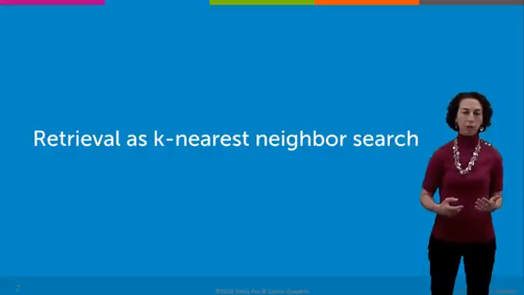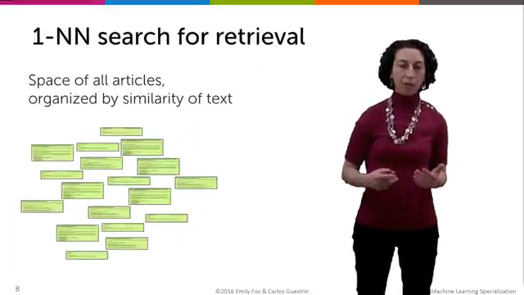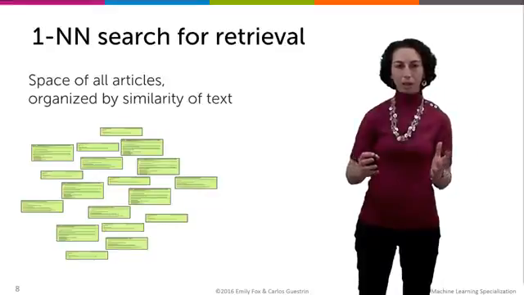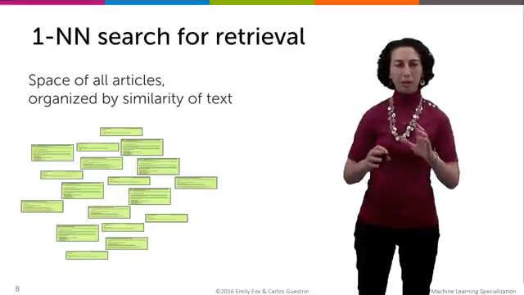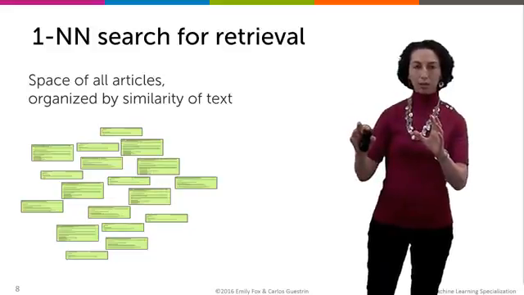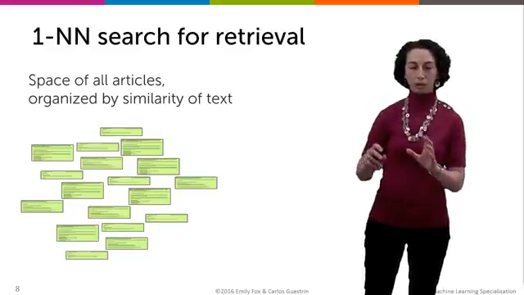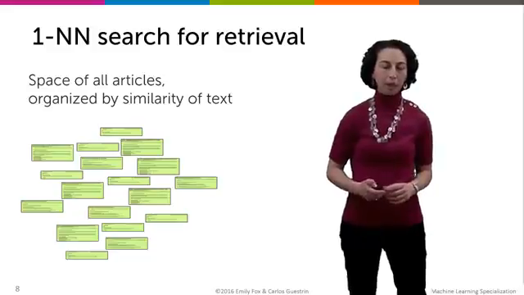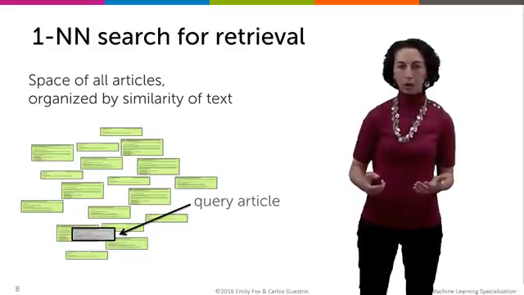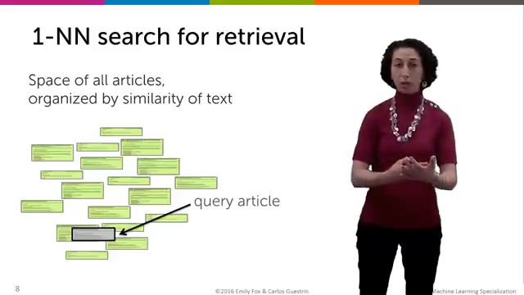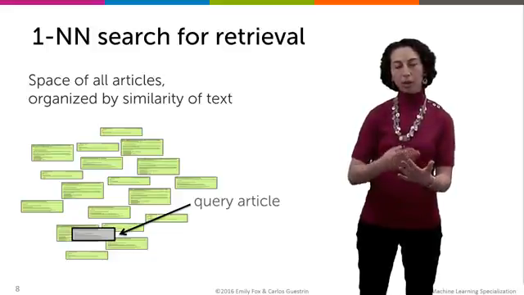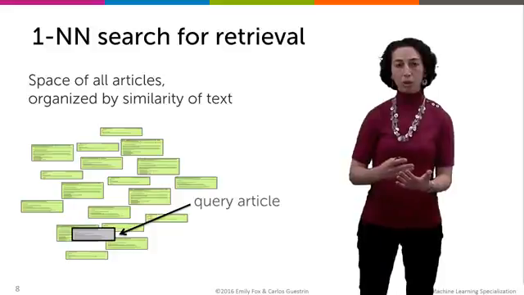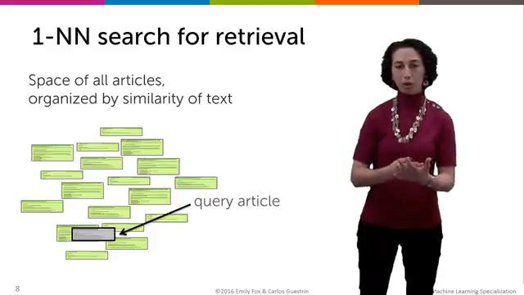Well, the first thing we're going to do is cast this task of document retrieval as one of performing nearest neighbor search. To begin with, let's imagine that we take all of the articles out there that we're going to be searching over, and let's imagine that we could arrange them in space based on their similarity to one another. That's what this picture illustrates. Then we're going to get a query article, which is the article that the person is currently reading, and we're going to try to find which of these other articles is closest, most similar, to the article that the person is reading.